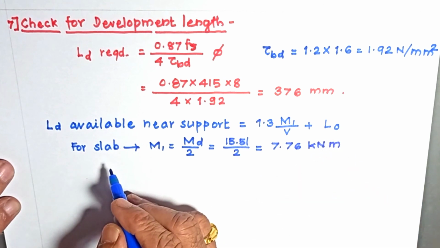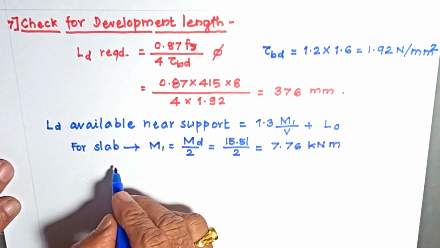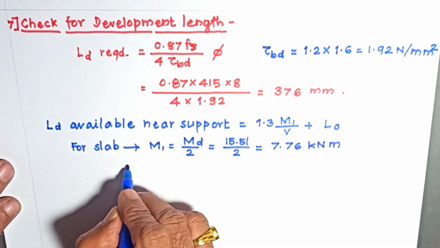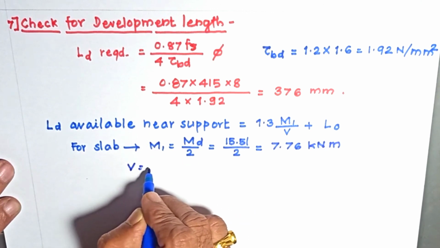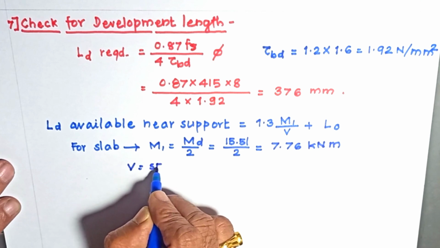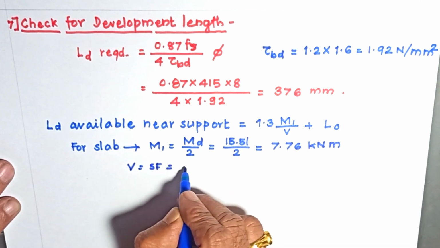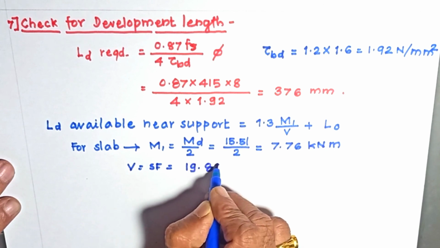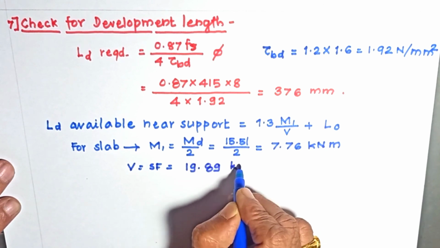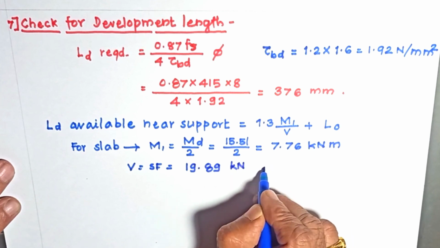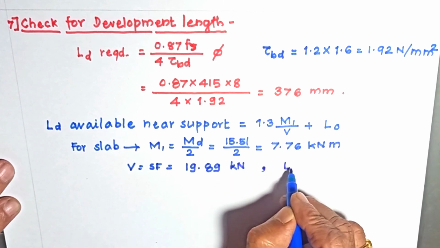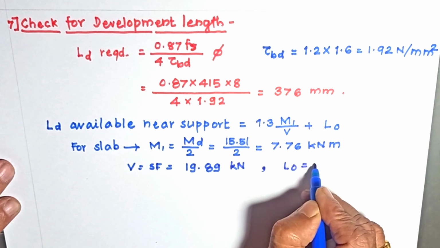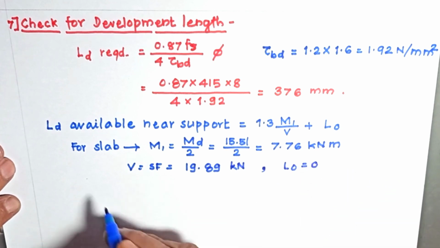Okay. Then we know that what is V? V is the value of shear force. Okay. Which we have already calculated, and that is 19.89 kilonewton. Now, let us say that L0 is 0, no extra length we have provided.